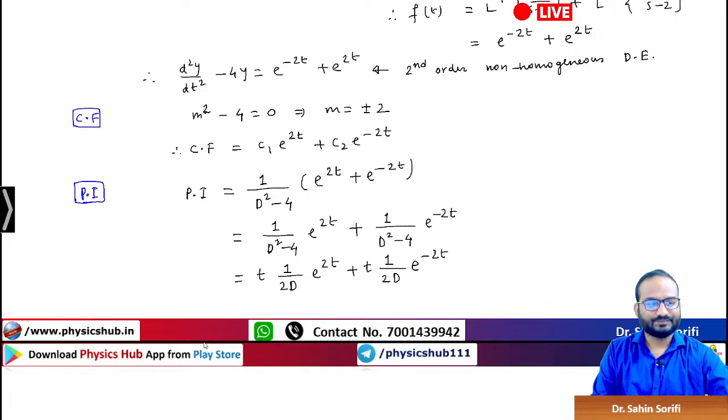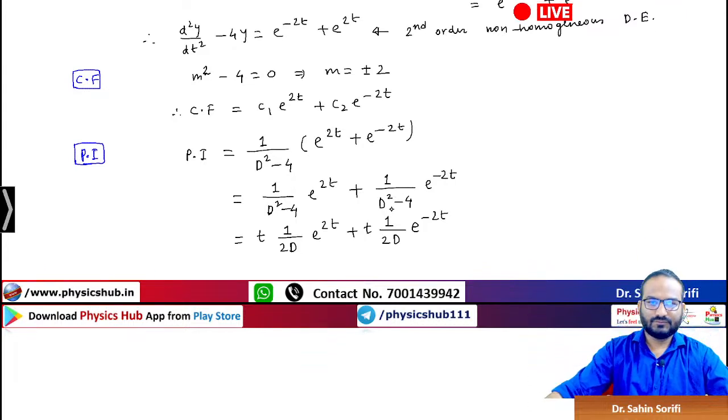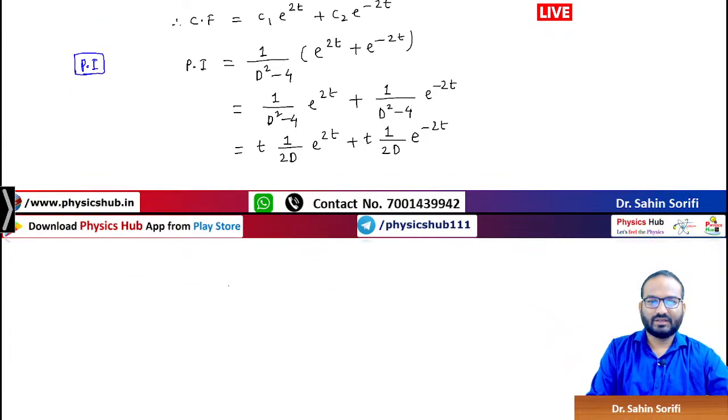Can you write it? And hence this becomes t by 2 times 1 by D times e to the power 2t. So what does it mean?